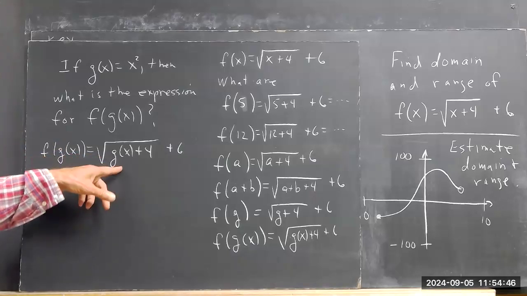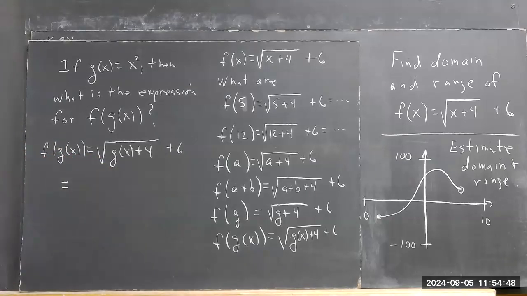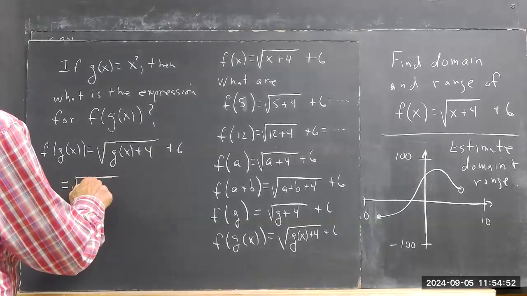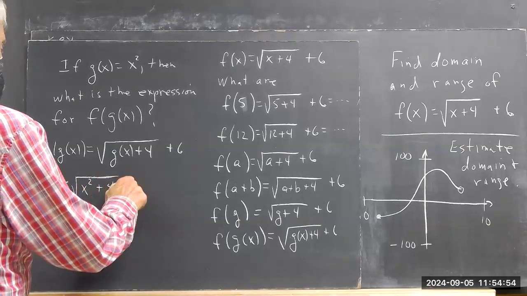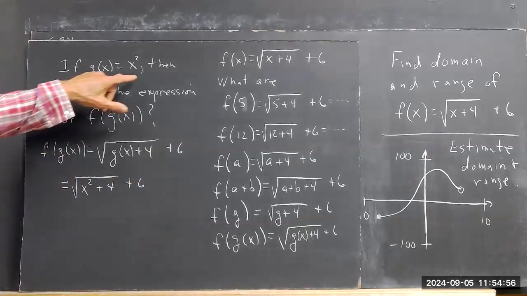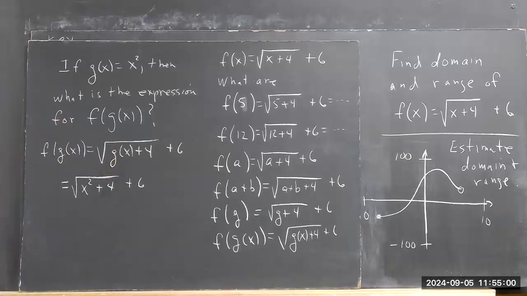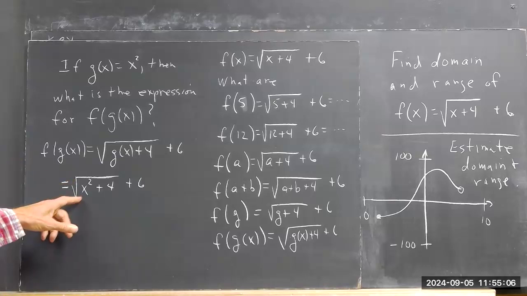As we've seen, f of g of x literally means this. And that's what? If g of x equals x squared, then that's the square root of x squared plus 4, plus 6. Now, people sometimes want to simplify the square root of x squared plus 4 as x plus 2.